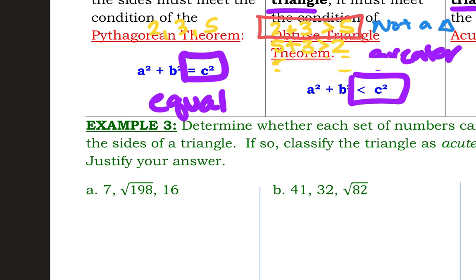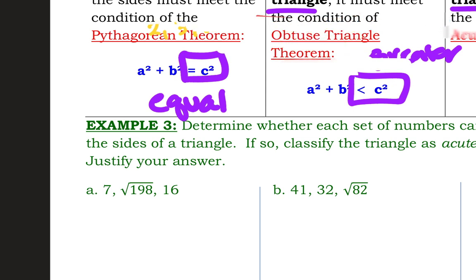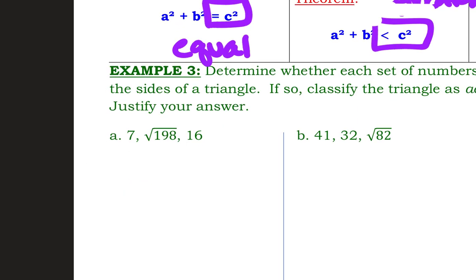Let me go ahead and erase this part up here that we don't need anymore. Anytime you have a square root, go ahead and just take the square root and give me the decimal, but we're only going to use this for the first step. If I take the square root of 198, I get 14.07. Now, the first step is, do we have a triangle?